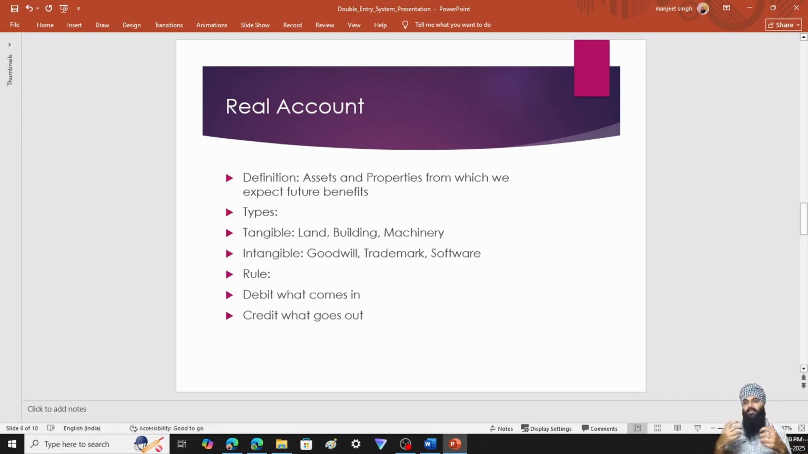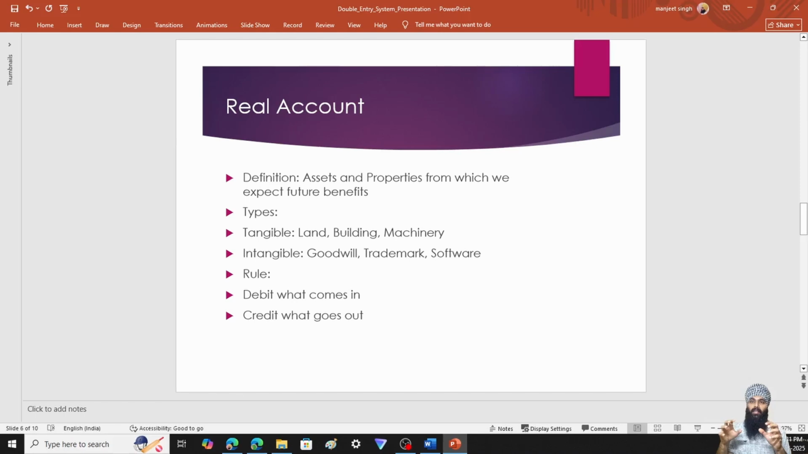And the next account is the real account. A real account is an account of assets and properties from which we expect future benefits, as you can see here. For example, land, building, machinery, office equipment, tools, spare parts, goodwill, trademark, software, copyright, or any kind of property. And these assets are categorized under two types. The first one is tangible, the second one is intangible, right?